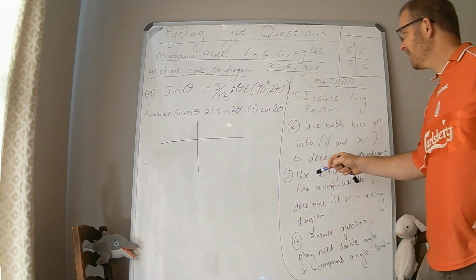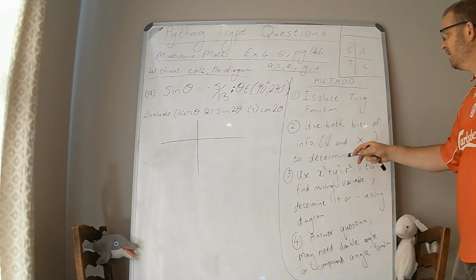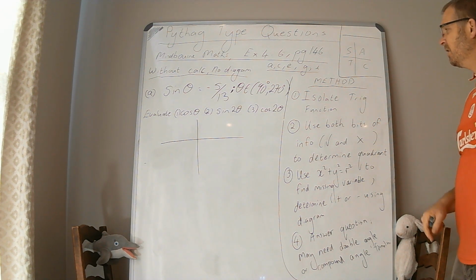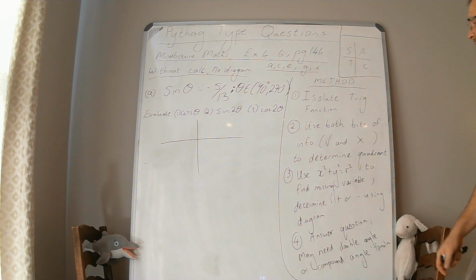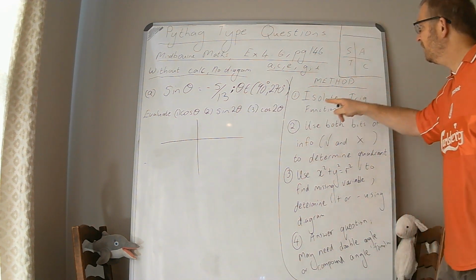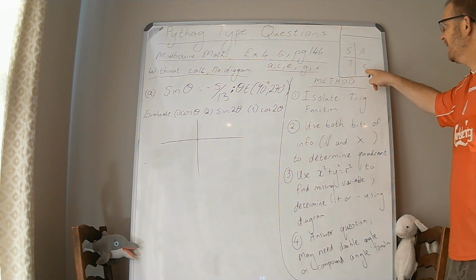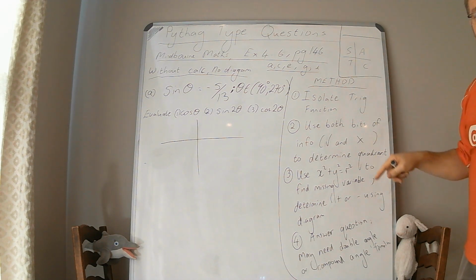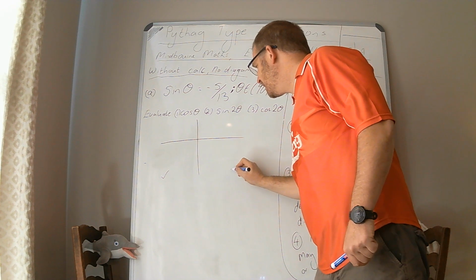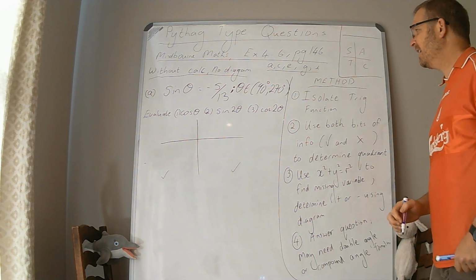Well, we've done that. Right, the next thing you're going to do is use both bits of information given. I make a tick for one and a cross for the other to determine the quadrant that the angle lies in. So, go and give that a try and figure out which quadrant you're in. So we've got sine is negative. Where is sine negative? In that quadrant and that quadrant. Remember that the CAST diagram tells you where the trig functions are positive. So I'm going to mark that with a tick. Okay, that's where sine is negative.